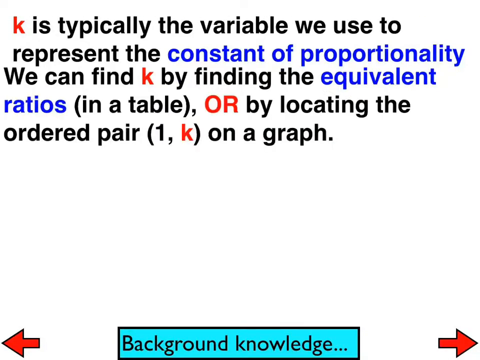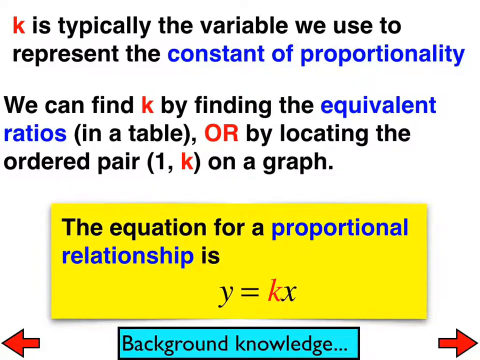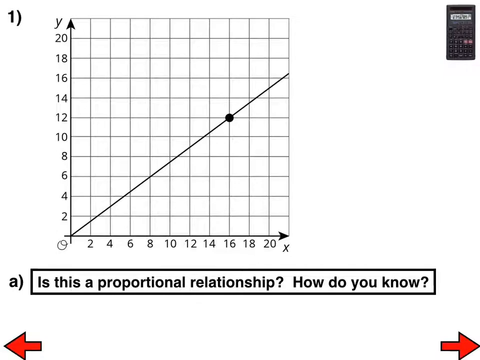Okay? So I just wanted to reiterate all of that stuff, and that's kind of what I'm talking about right there. So let's go to number 1. Number 1 says, is this a proportional relationship? How do you know? That should be obvious to you. Go ahead and answer that question in your notes, please. Is that proportional, yes or no? How do you know?